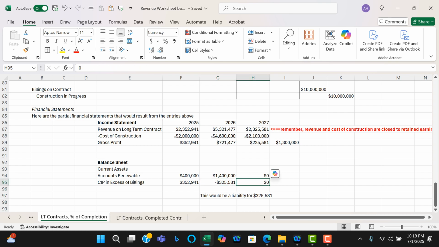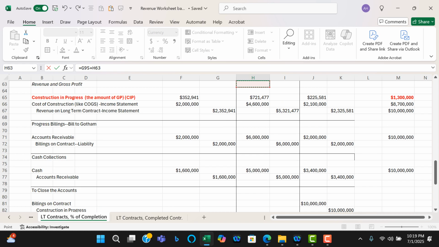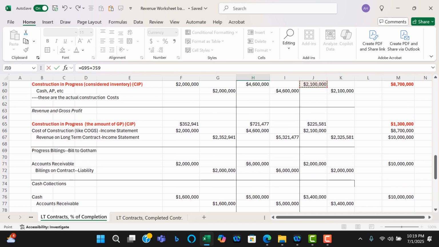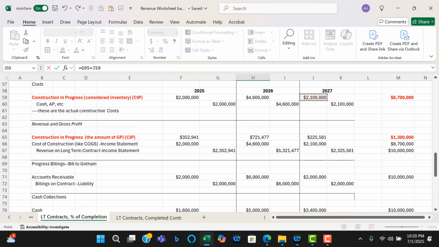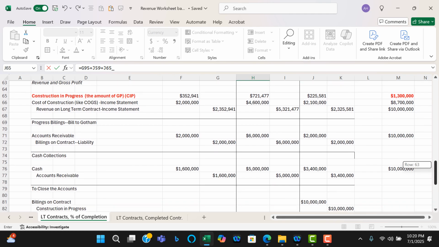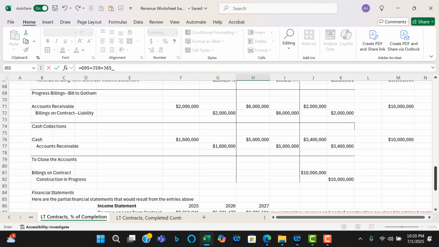Now we come to the end of the contract, and we start with that, which is a negative, and we're going to add to that the debits that we had this year for construction in process, that's the cost, plus the construction in process for the gross profit, and then minus the billings, and the billings on contract were 2 million.